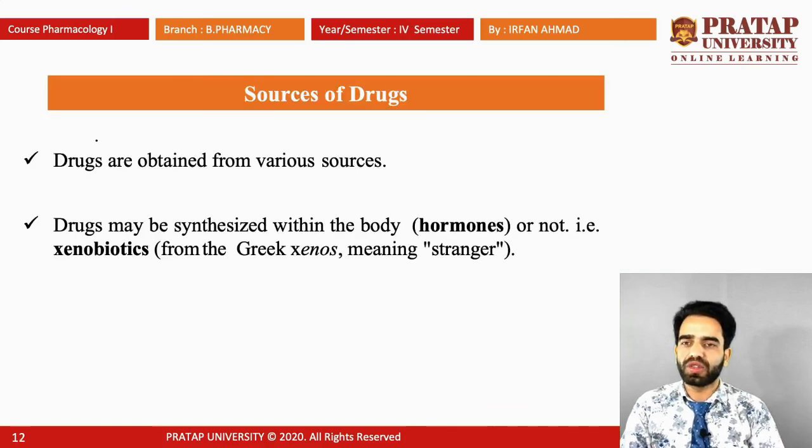And what are the various sources of drugs? Sources means from where we are obtaining the drugs. There are various sources. For example, some drugs may be synthesized within our body, like hormones. Xenobiotics are obtained from outside. So either the drugs are synthesized in our body, or they are xenobiotics. Most drugs are xenobiotics, meaning they are strangers, which we take from the outside.